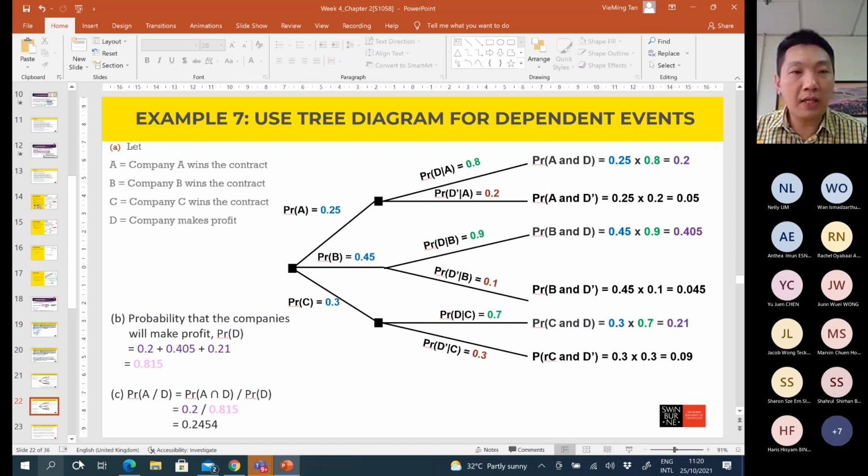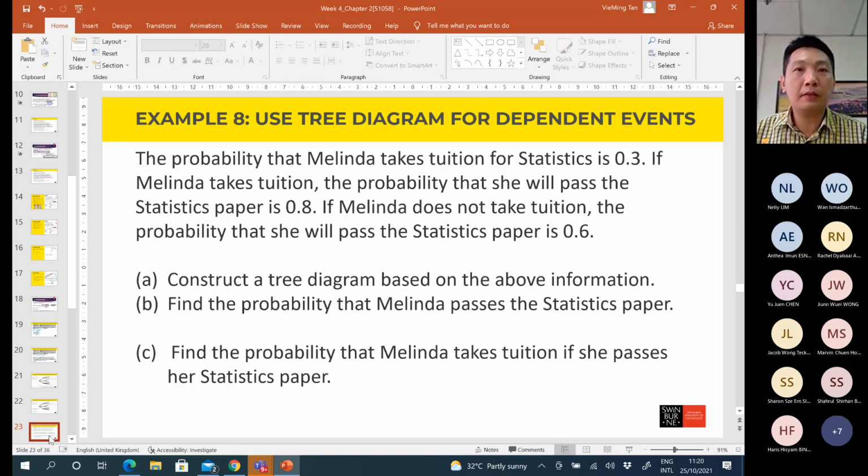Okay, one example is not enough. Let us try another example, a more simple one, all right? This is also a dependent event question, so let us analyze together.